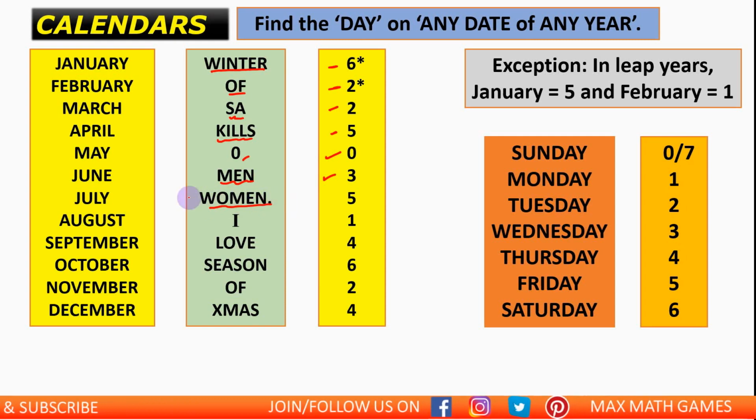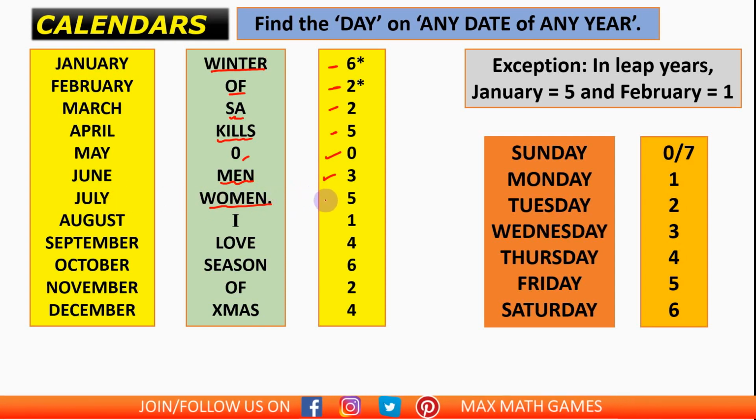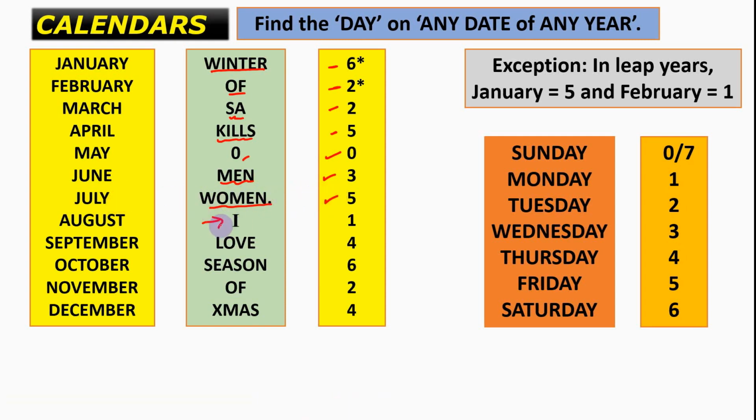Women has 5 alphabets, therefore July is 5. I is a single alphabet denoting August, therefore August is 1. Love has 4 alphabets, therefore 4 for September. Season has 6 alphabets, therefore October is 6. Off has 2 alphabets, therefore November is 2. And Xmas, that is Christmas, has 4 alphabets, therefore December is 4.